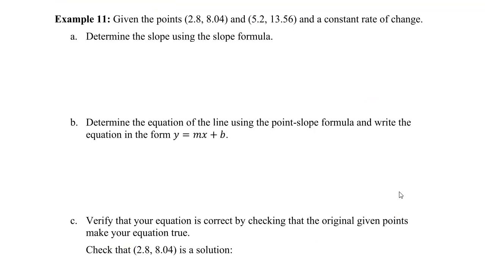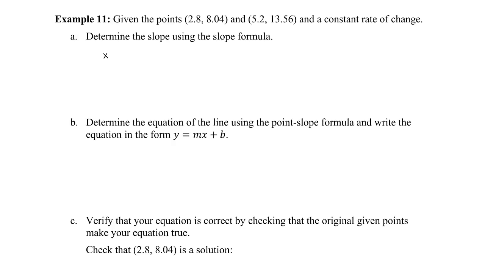Just to practice using the point-slope form, we're going to see a couple more examples. So these two examples, we don't have any situation. We're just using raw numbers. So we're given the points 2.8, 8.04, and 5.2, 13.56.